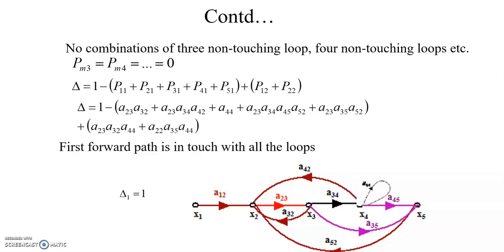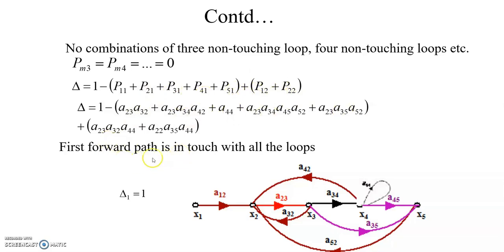Next, you can find the delta value. Delta is nothing but 1 minus the individual loops, plus the 2 non-touching loops, and then minus the gain product of 3 non-touching loops. In this problem, the 3 non-touching loops are not present, so delta is equal to 1 minus the corresponding gain values. You have to write it here. So P11 is equal to A23, A31, P21 like this, P31, P41, P51. After that you can write the gain product of 2 non-touching loops.